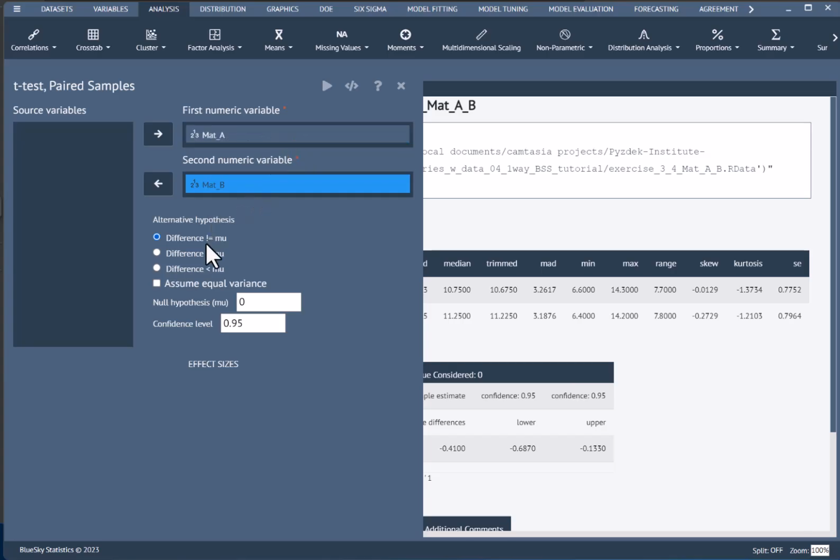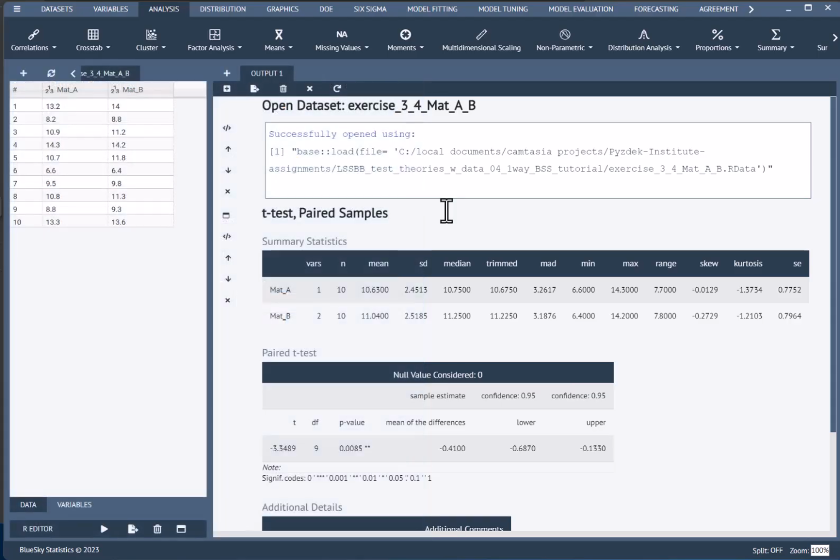We want to test that the difference is not equal to mu, and we set mu equal to 0. So our hypothesis is that the mean difference is 0, and our alternative hypothesis is that it is not. We want to test that at a 95% confidence level. So when we execute this dialog box, BlueSky gives us this output.